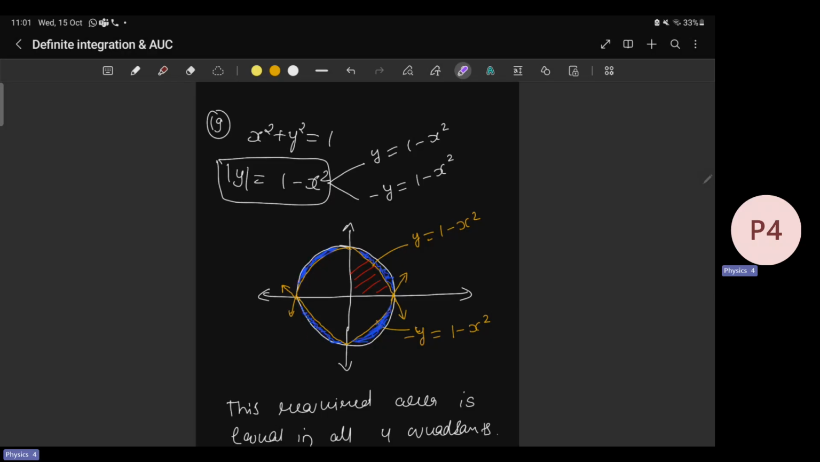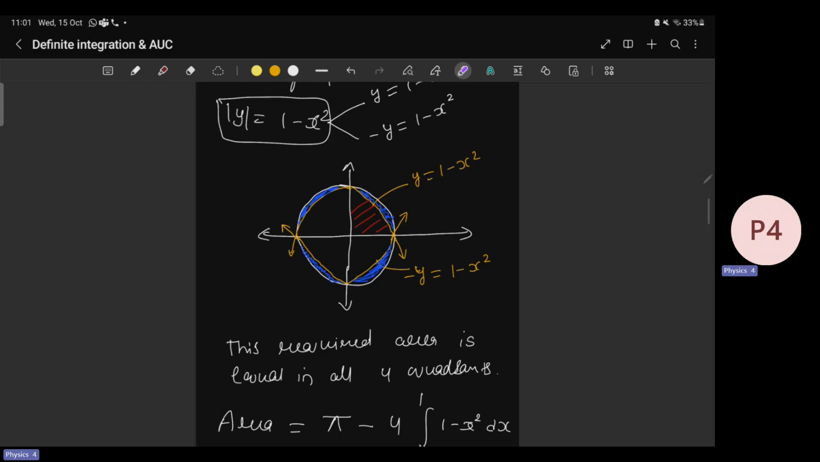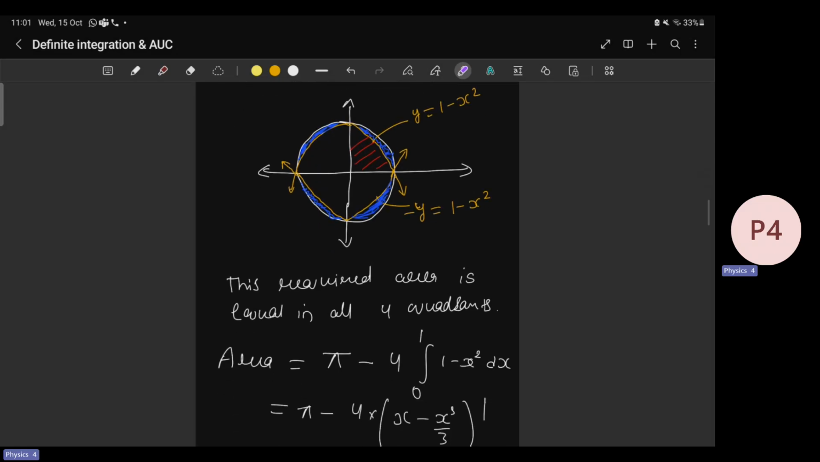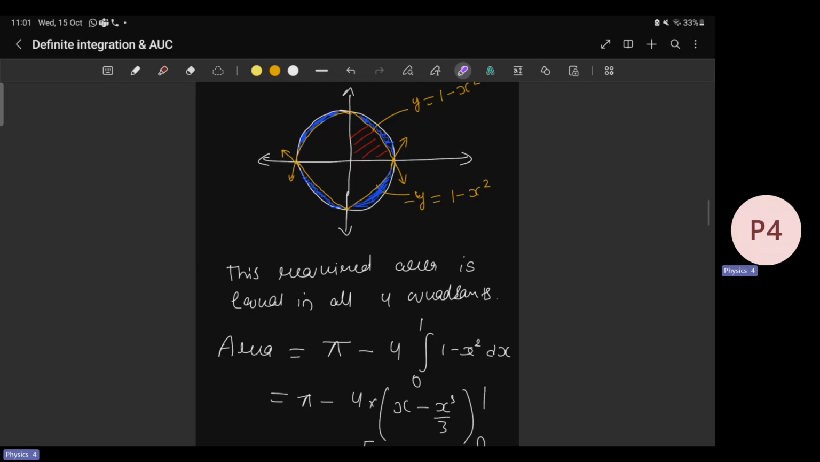This is a symmetric graph. So if we find the area of one blue region, we can just multiply it with 4. And if we subtract these 4 regions from the whole area of the circle, then we will get the desired area.